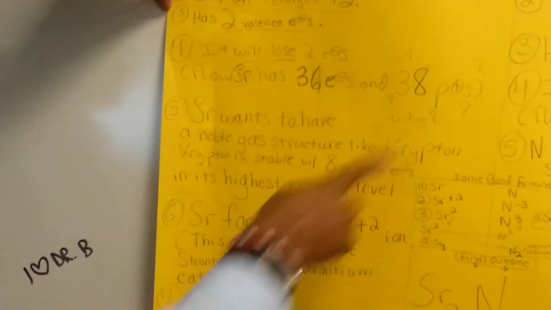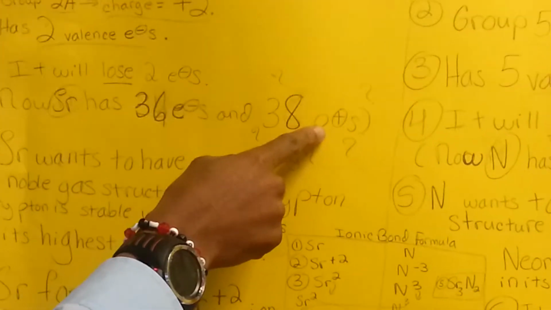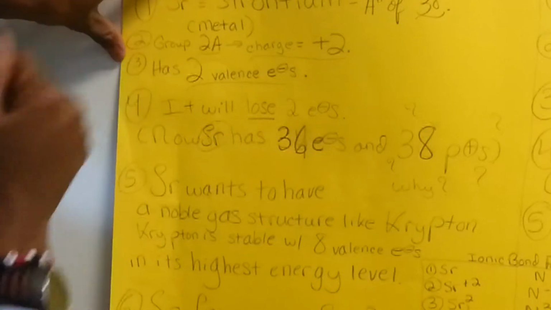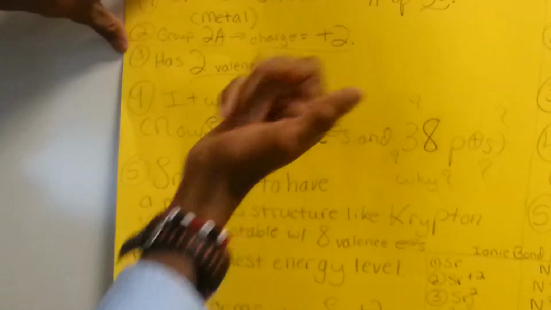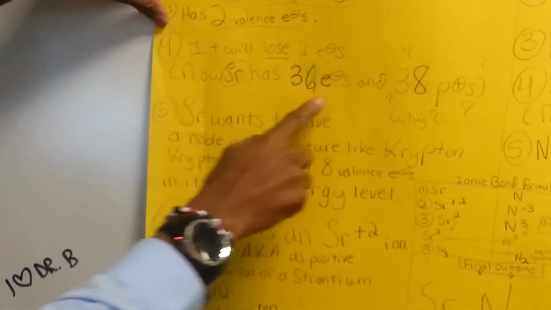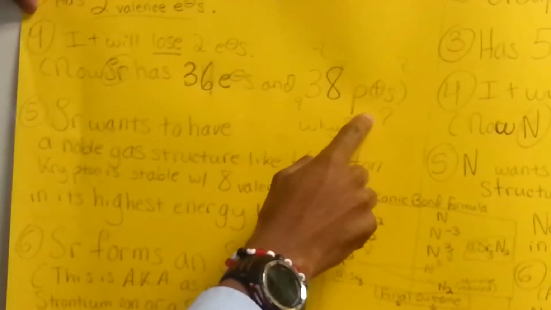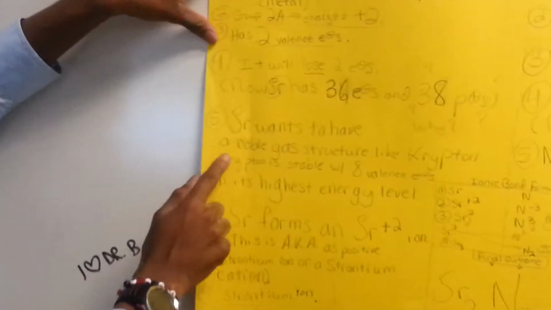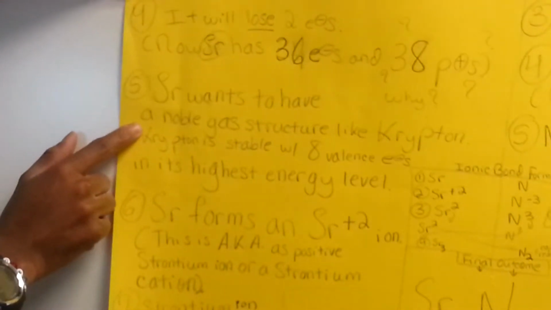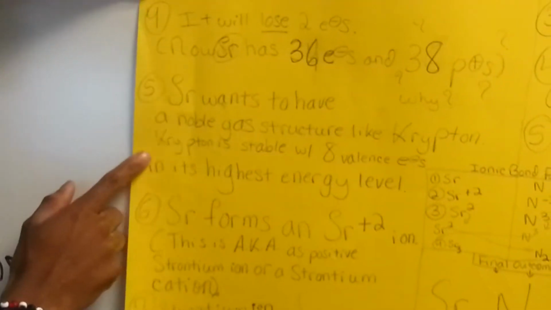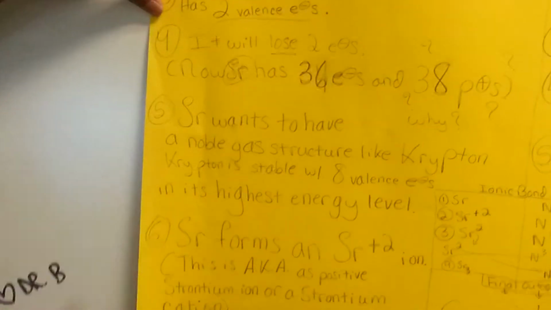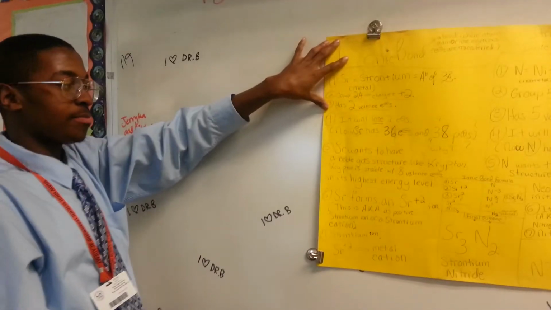In other words, its protons will be 2 more than its electrons, which explains why group 2A elements have a charge of +2. Now, strontium has 36 electrons and 38 protons, but why is that? The reason is strontium wants to have a noble gas structure, step 5, like krypton. Krypton is stable with 8 valence electrons in its highest energy level. So now it has 36 electrons, just like krypton.